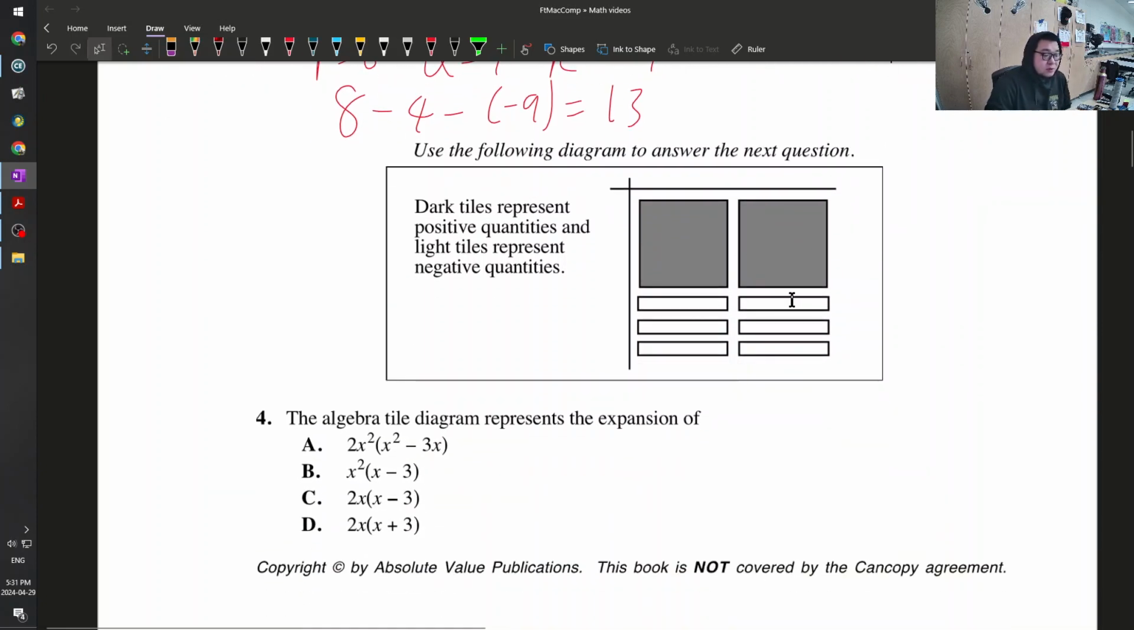Okay, so what is the algebraic tiles an expansion of? So these are two rectangular ones, and here we have one rectangular piece and 3 small pieces. In this textbook, black pieces are positive and white pieces are negative, so that means these are all positive, and then these 3 are negative. So we have x minus 3 on this side and then 2x on the top. So 2x times x minus 3. 4 is C.